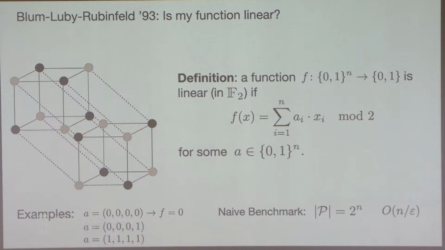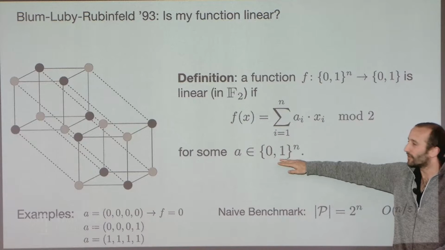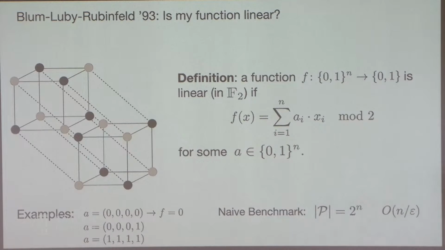OK. So the naive benchmark is just to consider that this property of linear functions is not too big. Right? The number of linear functions is 2^n, corresponding to all the possible values of A. So by the observation that we had before, there is a natural tester whose query complexity is log of the size, so that would correspond to n over epsilon.